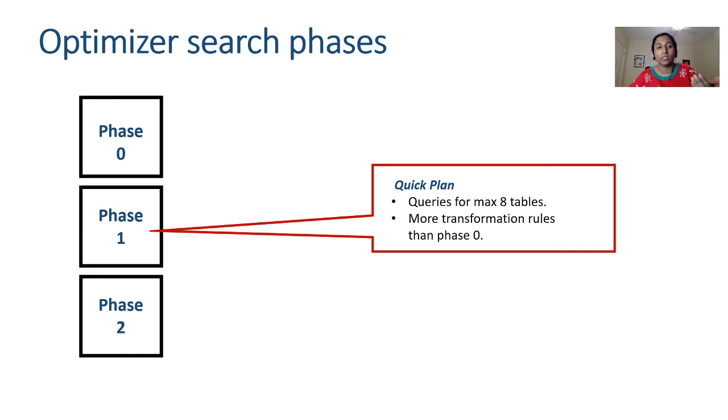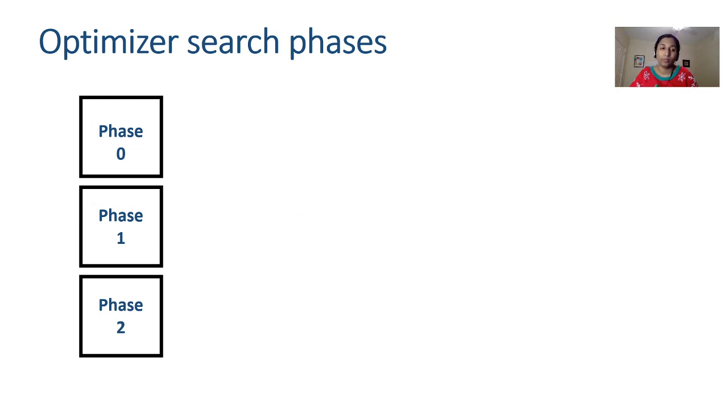Now in phase 0 and phase 1, what the optimizer does is grab the query which we are sending to the SQL Server and compare that particular query to already existing execution shapes. If it finds a good enough execution plan from there, it will grab the plan from there. But that is not the case with phase 2.